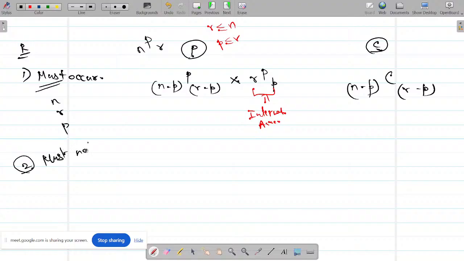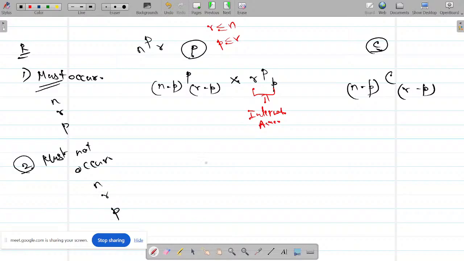Must not occur. Which means very comfortable, leave them. Actually, we have to place 5 persons on the stage. Anyway, the principal and correspondent are not going to come. So what you're going to do? Only the 3 guests have to be arranged. So we will think it's 5, but 2 persons are not going to come. So ultimately there are only 3 persons. So leave them off. But anyway, we'll have N, we'll have R, and we'll have P.